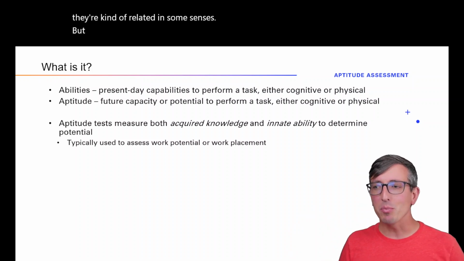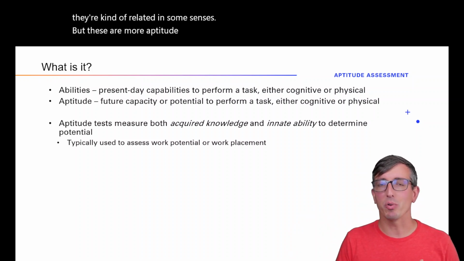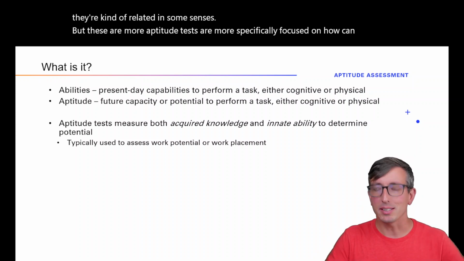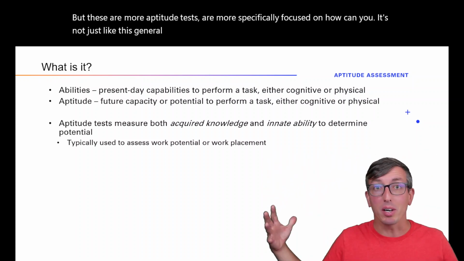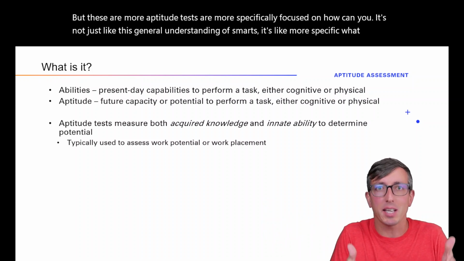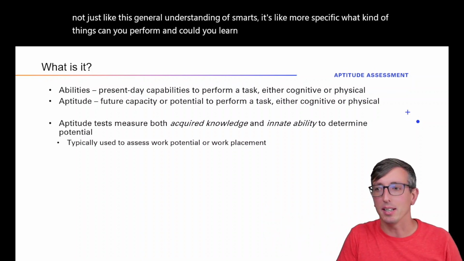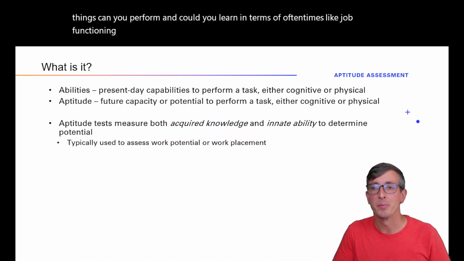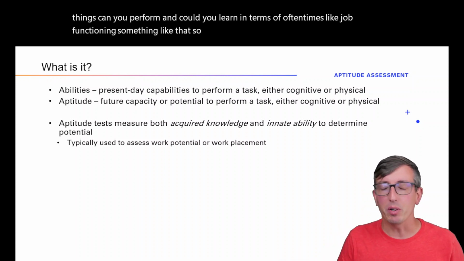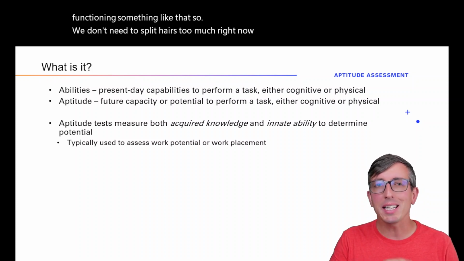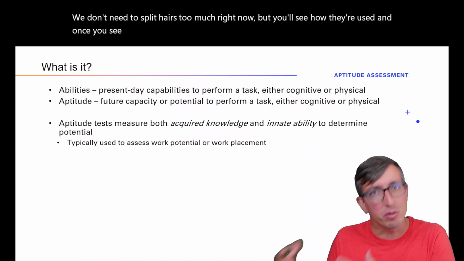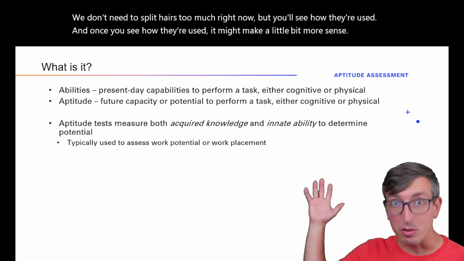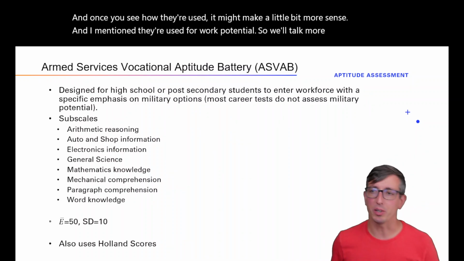But aptitude tests are more specifically focused. It's not just a general understanding of smarts, it's more specific: what kind of things can you perform and could you learn, in terms of oftentimes job functioning, something like that. So, we don't need to split hairs too much right now, but you'll see how they're used. And once you see how they're used, it might make a little bit more sense. And I mentioned they're used for work potential. So we'll talk more about that as we go here.